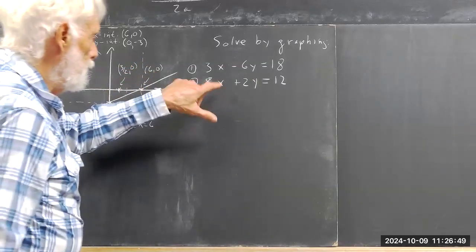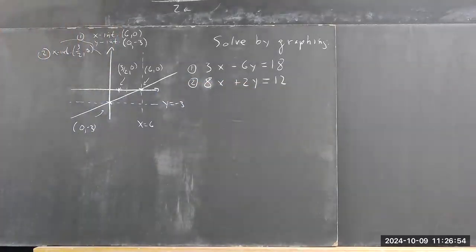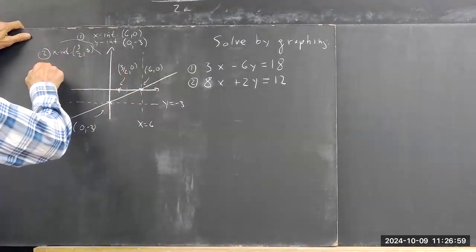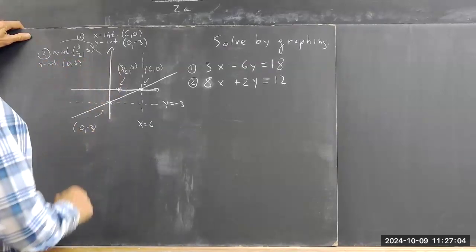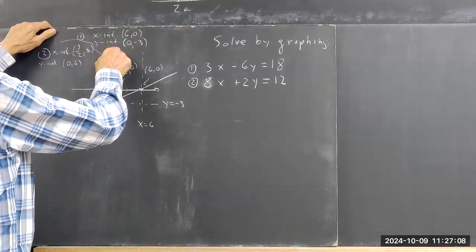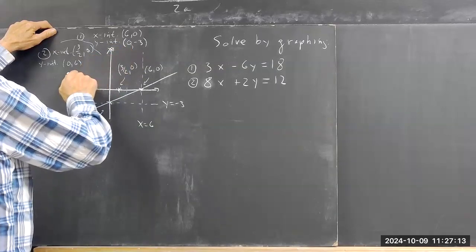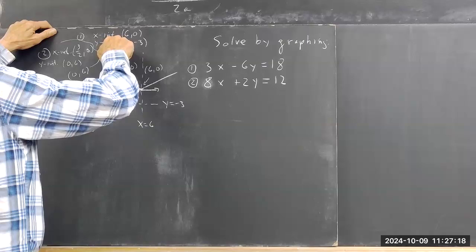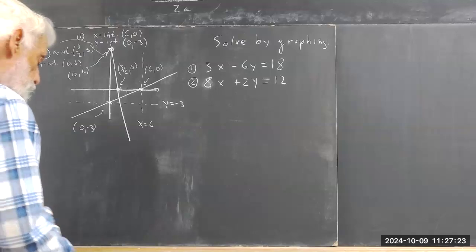And then if we let x equal 0, we get 2y equals 12, and that's going to give us a y-intercept at (0, 6). So the y-intercept for number 2 is (0, 6). Well, if this is negative 3, then this would be positive 3, and 6 would be up here somewhere. Okay? So let's say (0, 6) is up here, and then we sketch the line. And here's our point of intersection.